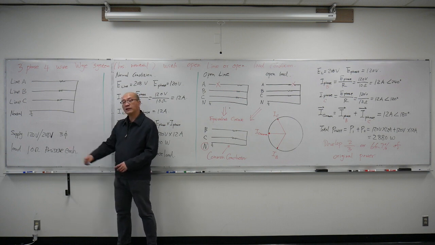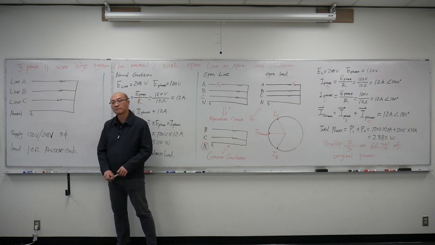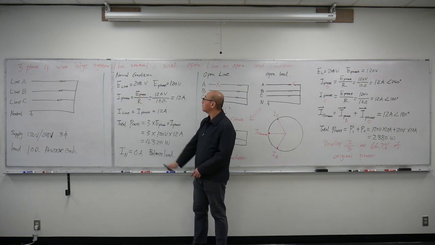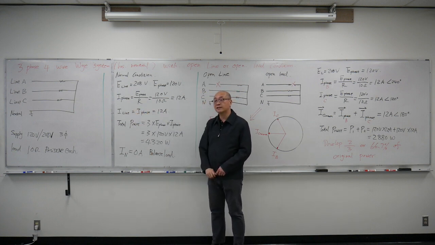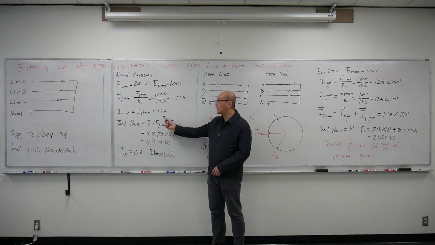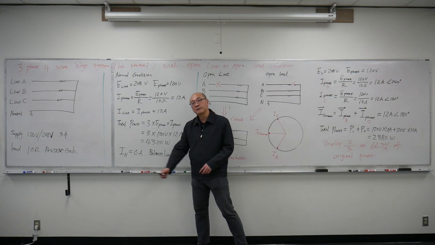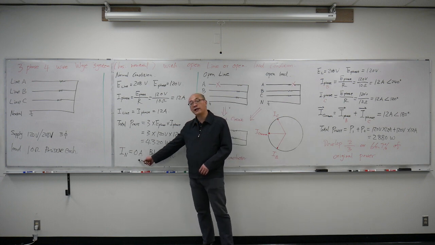The supply is still 120/208 volts, three-phase, four-wire, and each load is a 10 ohm resistor. Working under normal condition, line voltage is still 208, phase voltage 120, and phase current is phase voltage divided by the resistance, which gives 12 amps. Line current is the same as phase current, 12 amps. Total power, nothing changed, that's a normal condition. Even though we have a neutral conductor down there, because it's a totally balanced load, each phase has the same impedance and the same power factor, so the neutral carries zero current.